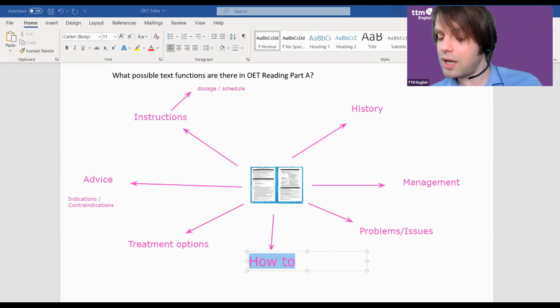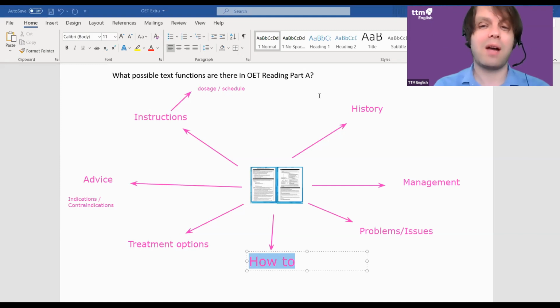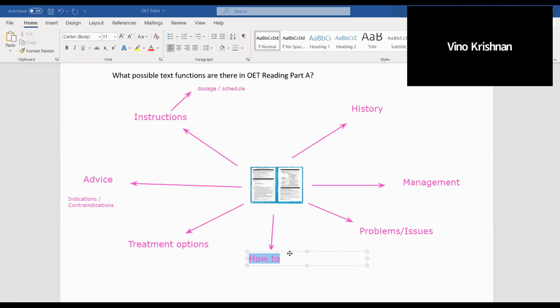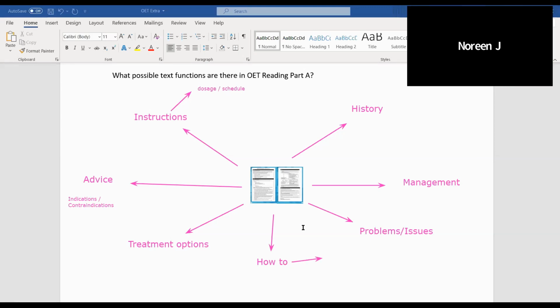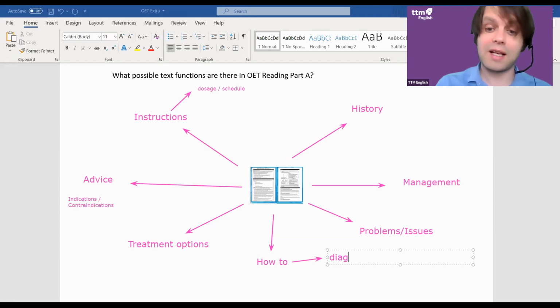How to? I'm going to ask Vino, just Vino. How to? What does that mean? How to diagnose? I thought different pathogens. It could be anything though, right? It's not just how to diagnose. It could be loads of how-tos. What's how to? What is it? How to classify. Explanation maybe. Classification. Well, it could be how to diagnose. It could be how to classify.